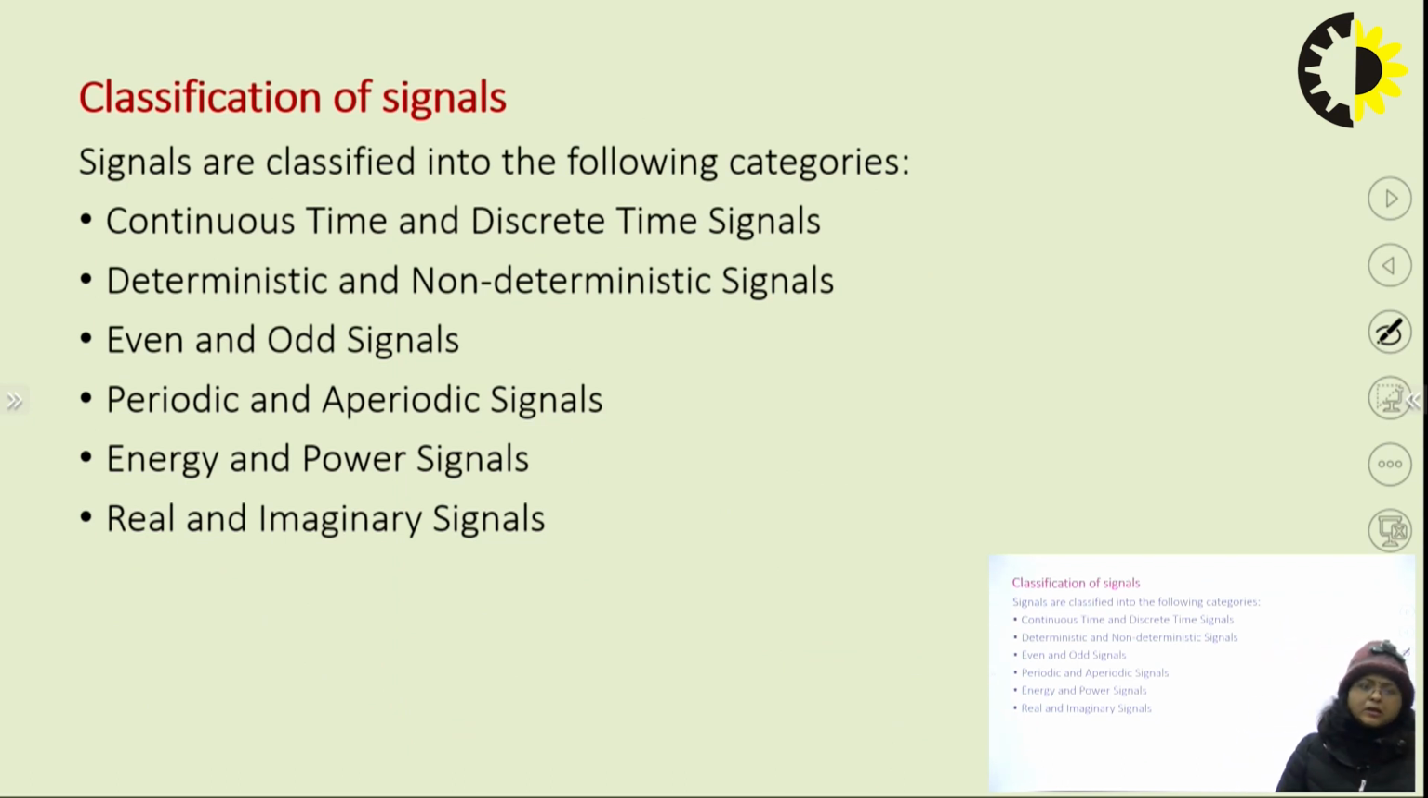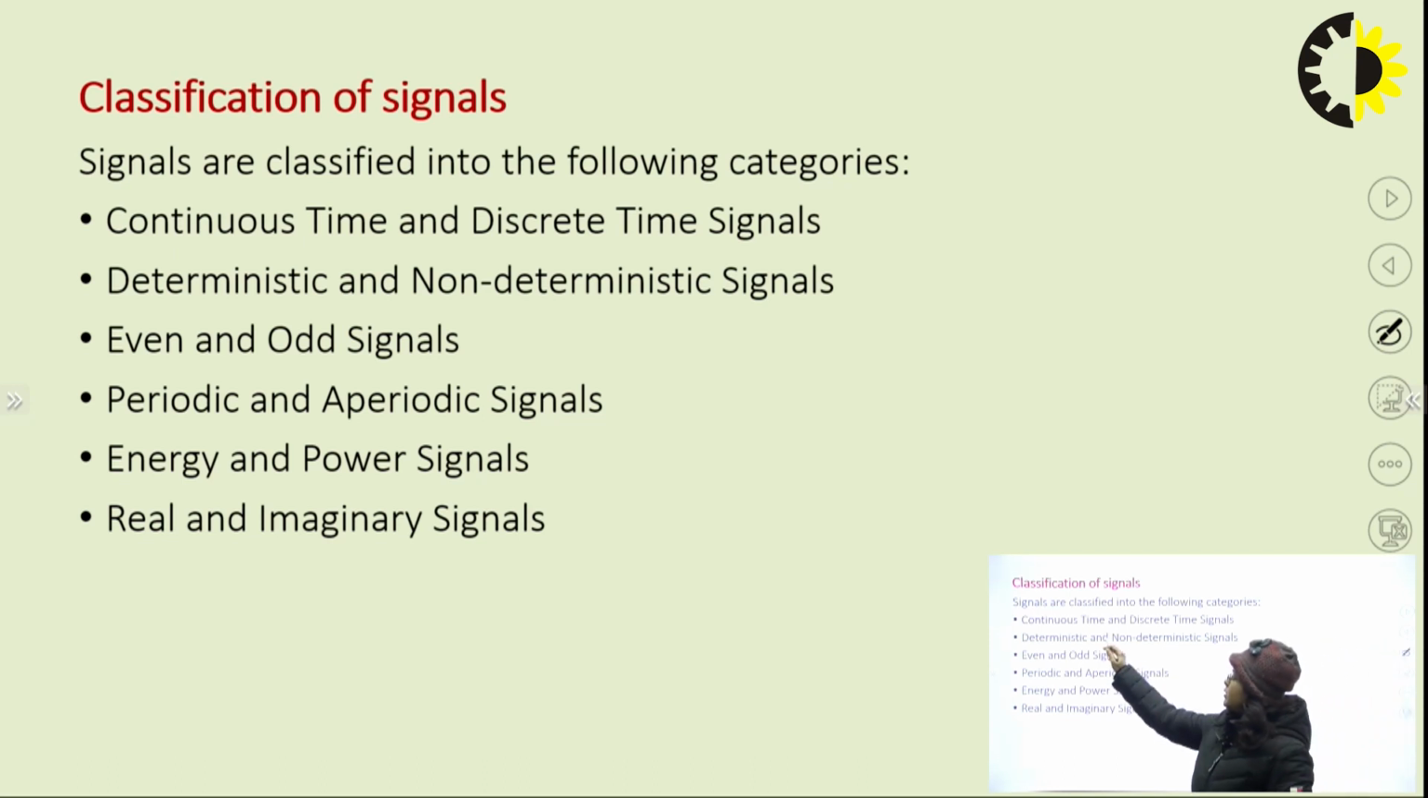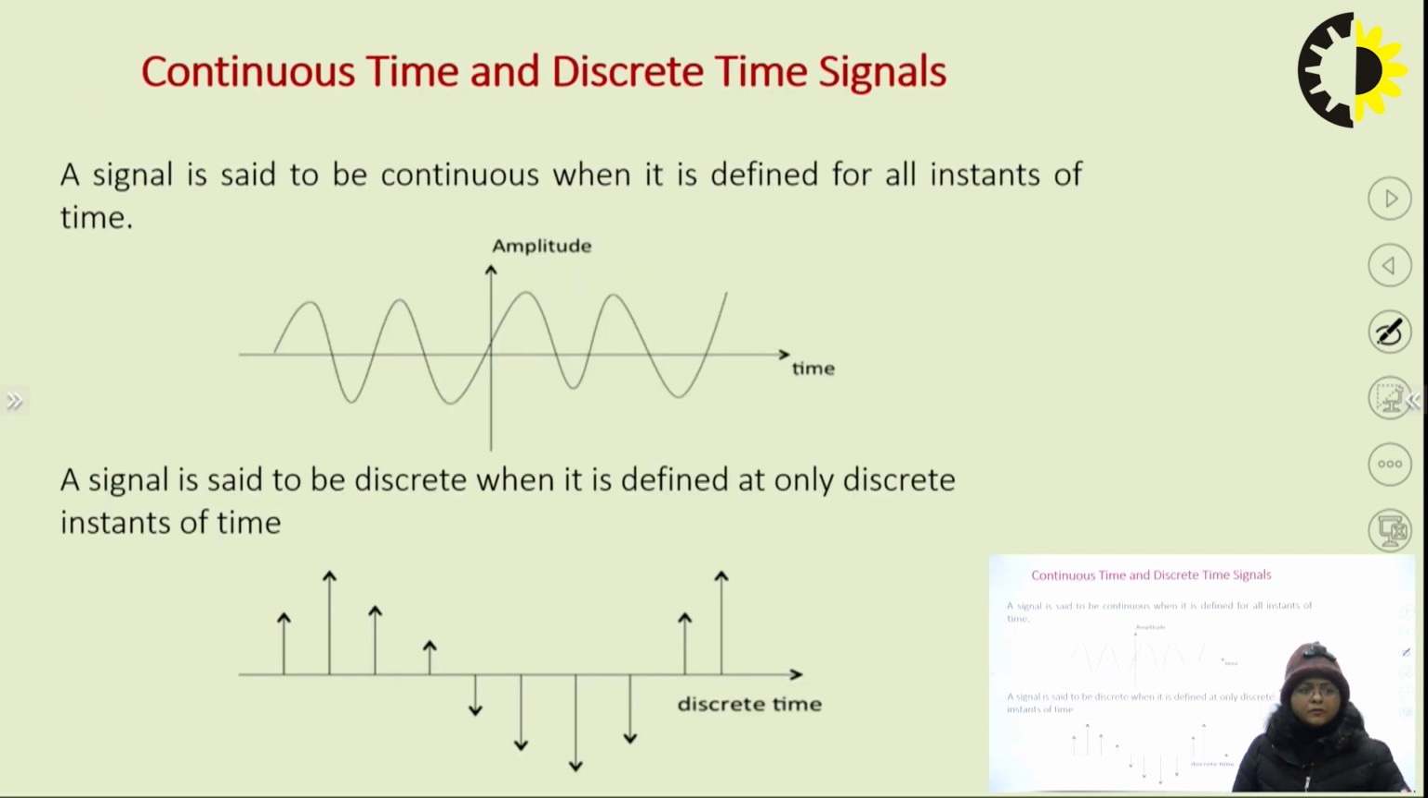Broadly, we have seen that signals are divided into two types, analog and digital, which are further subclassified into 6 different types: continuous and discrete signals, deterministic and random signals, even and odd signals, periodic and aperiodic signals, energy and power signals, and real and imaginary signals. Starting from the very first, continuous and discrete.